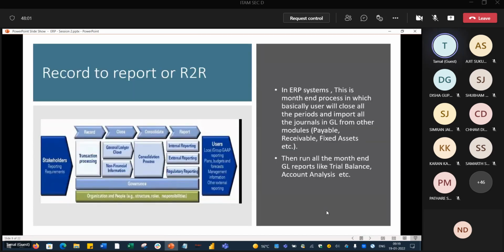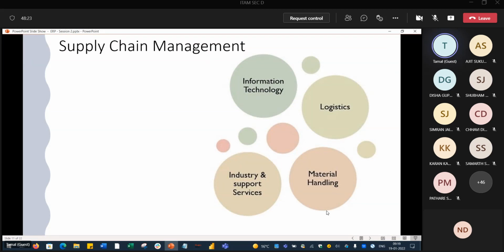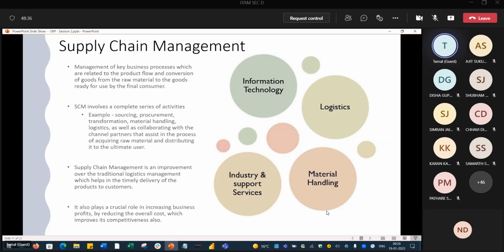Month-end reporting, quarter-end reporting, and year-end reporting must be there in all the companies, and these reconciliations are difficult. And the accounts team managing this R2R, SAP R2R or Oracle R2R implementations, they will have sleepless nights. Then extended ERP, two parts. We know supply chain management, and we have CRM, customer relationship management. Both of them are part and parcel of the majority of businesses.